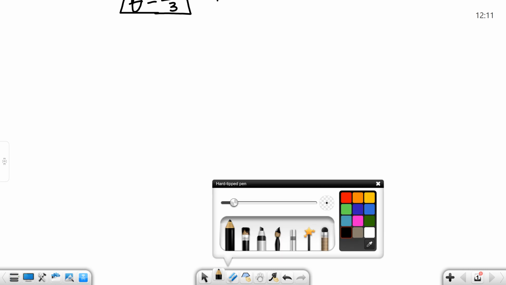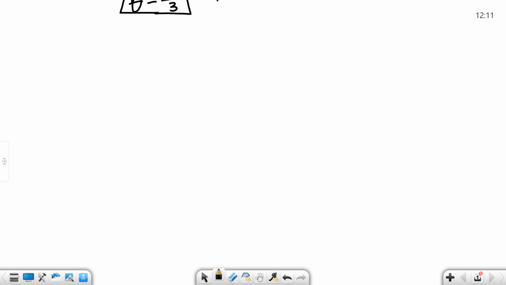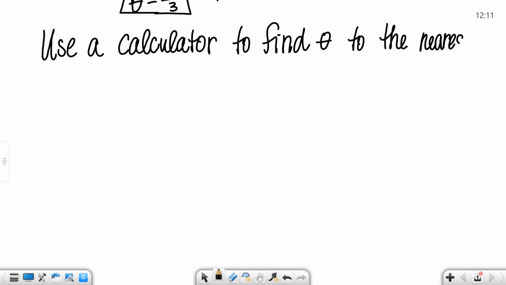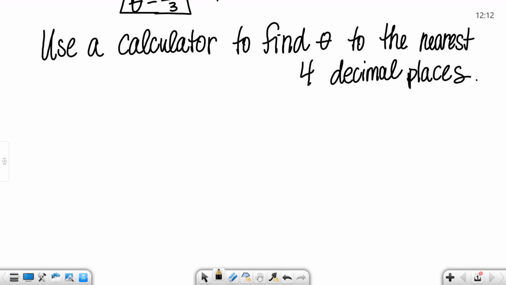So we're going to actually practice on your calculator for a moment. So make sure you have a calculator handy right now. And so we are going to use a calculator to find theta to the nearest 4 decimal places. All right, so you're going to need your calculator here just to make sure that you understand what's going on.